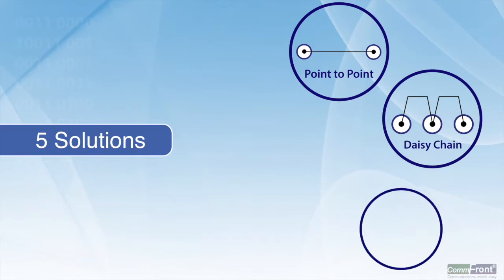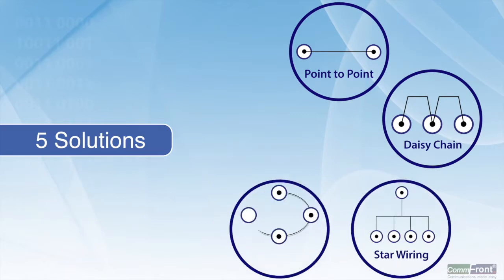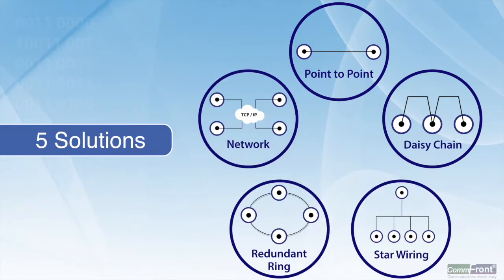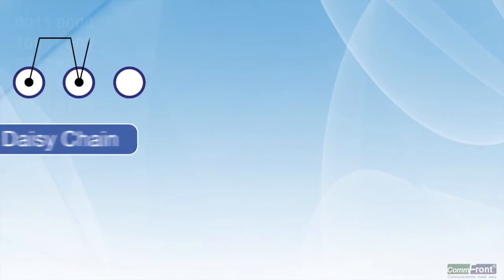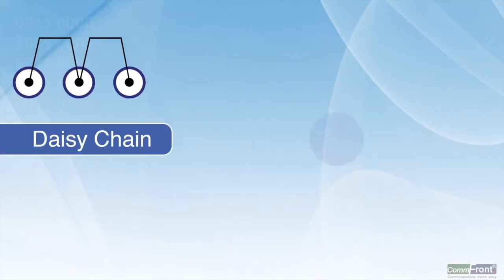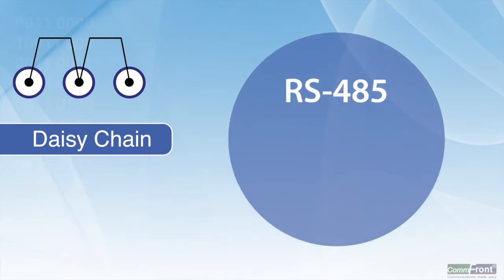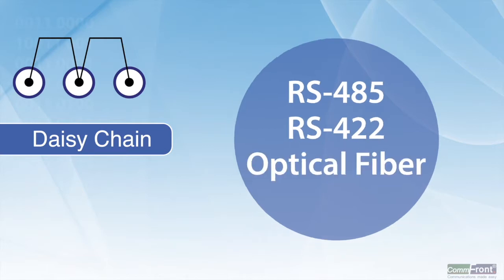CommFront offers 5 effective solutions to meet your modern data network's distance needs. Daisy Chain, typically used for daisy chain or multi-drop RS-485, RS-422 networks. Daisy Chain or multi-drop extension can also be used for fiber optic networks.